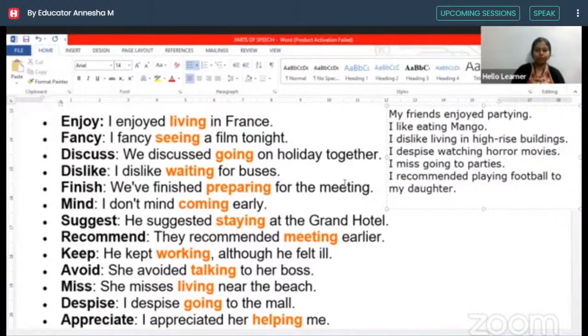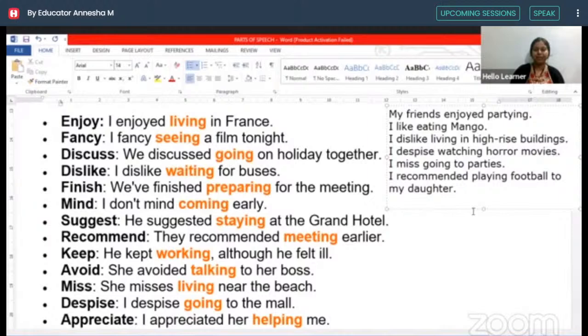So, ma'am, here it won't be I recommend my daughter playing football. Then it will be I recommend my daughter to play football. तो फिर वो infinitive बन जाएगा. I recommend my daughter to play football. क्यों? क्योंकि my daughter पहले आ गया. To play football क्या हो रहा है? Indirect object of my daughter हो रहा है.